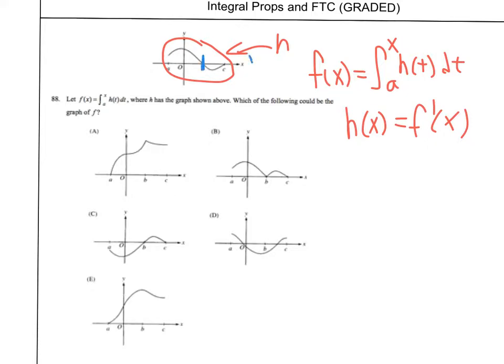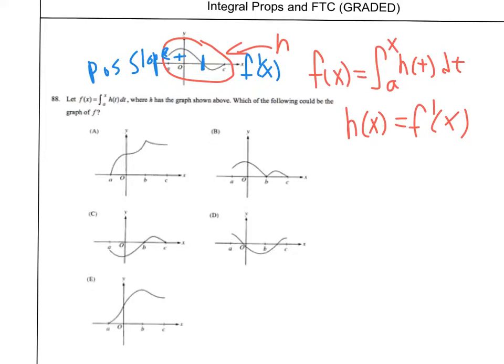I highlighted the 0 point there because before this we've got a positive derivative, which means we're looking for a graph that up until this point has a positive slope. In other words, is increasing up until the point B.